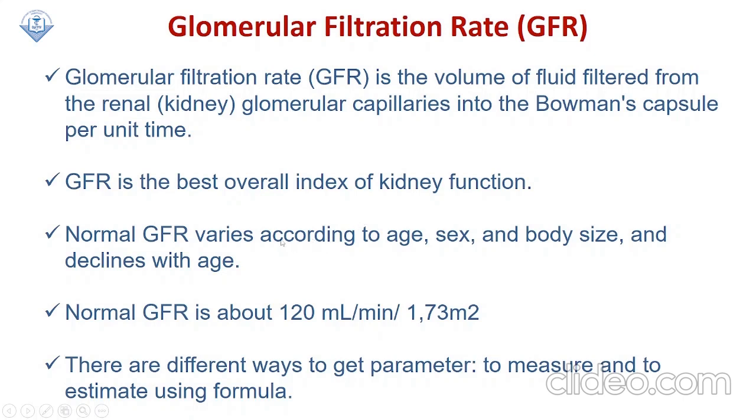Normal parameter varies according to age, sex, body size, and declines with age. Normal result is about 120 milliliters per minute per square area surface. Usually we say that about 90 to 120 is the normal range. There are different ways to get the parameter glomerular filtration rate. We can calculate it, to estimate with a formula, or to measure.